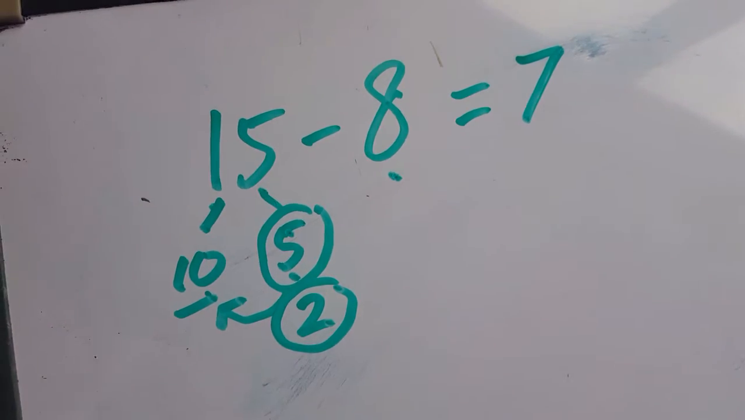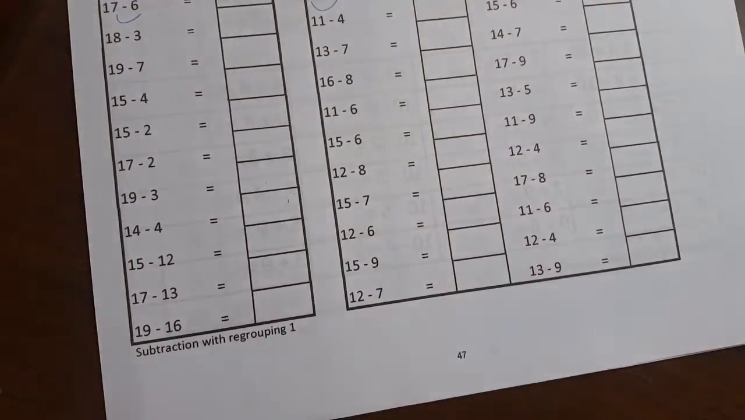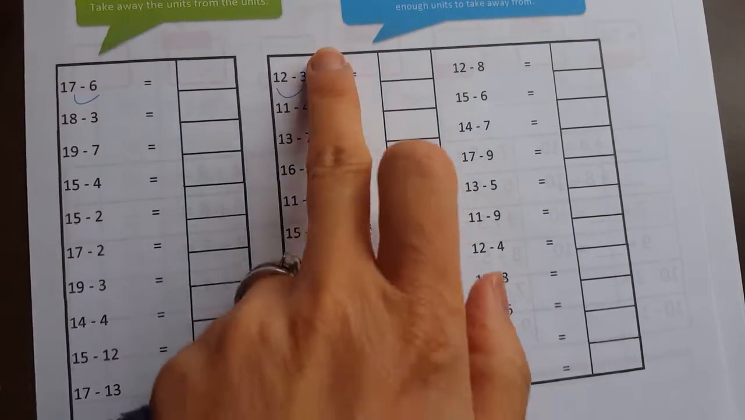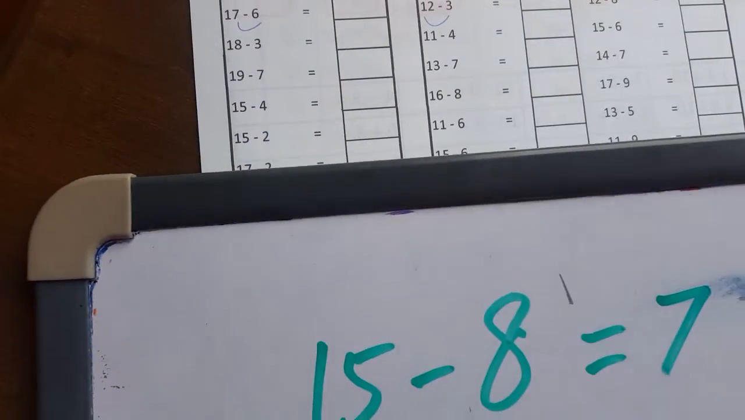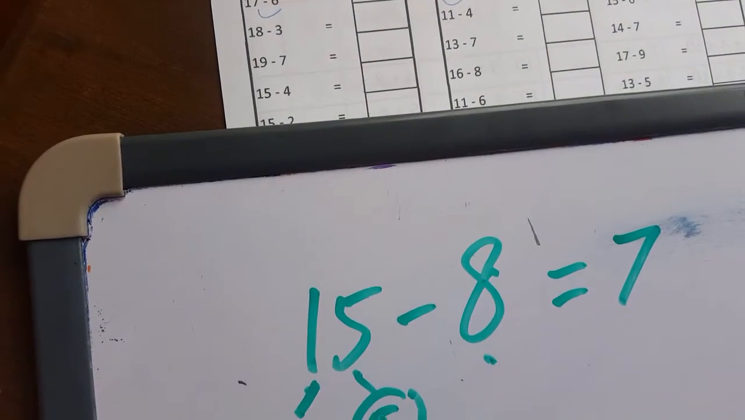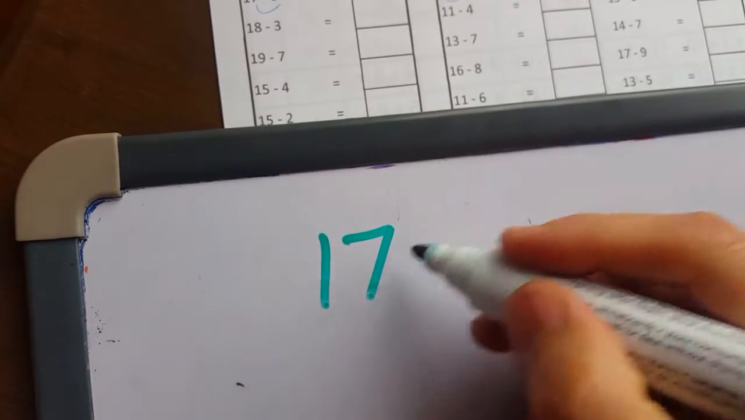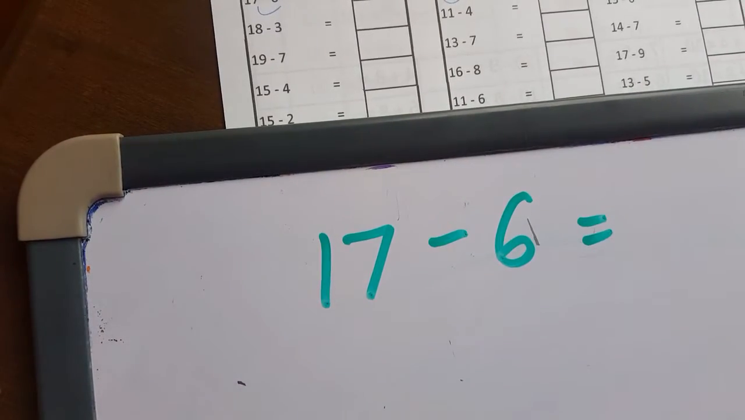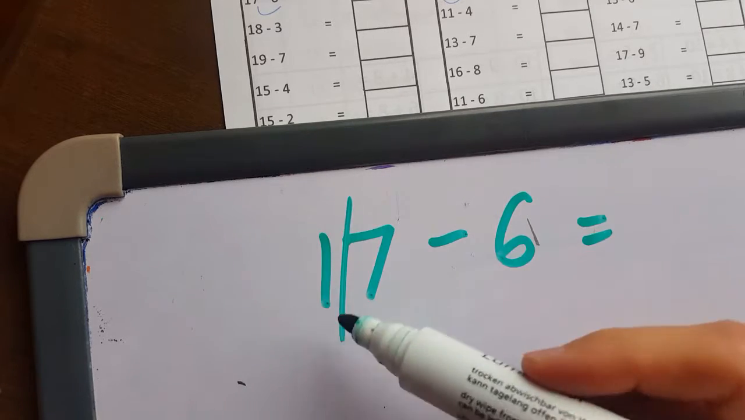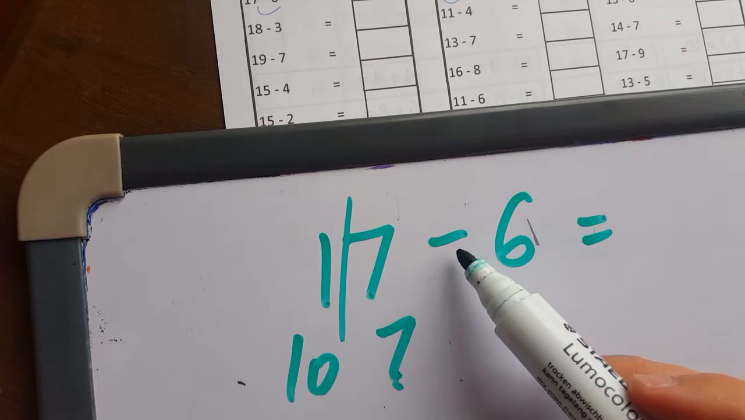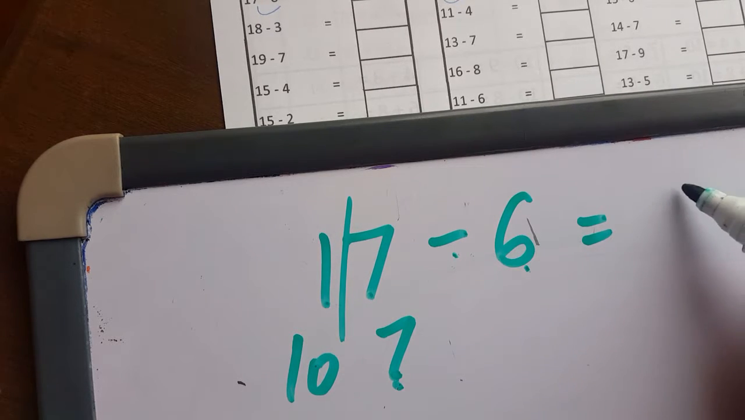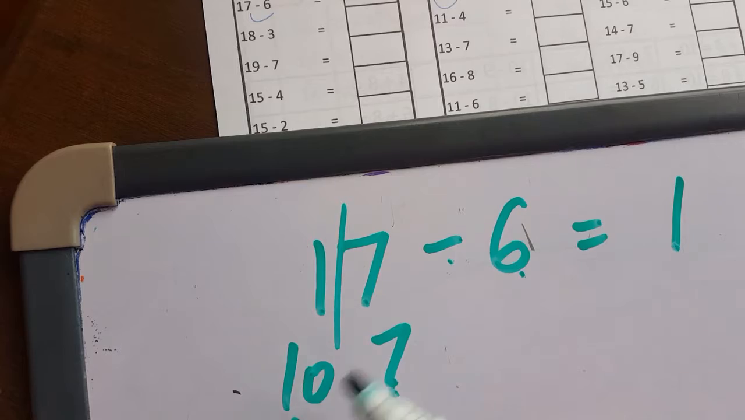Once you've done this, get them to complete page 47. In this table, you need them to partition the numbers. Before then, perhaps it might be better to show them how to do this question: 17 take away 6. As always, we do unit take away unit, partition this into 10 and 7. Is 7 enough to take away 6? Yes, so unit take away unit. 7 take away 6 is 1 unit, and £10 take away nothing is £10. 10 add 1 is 11.